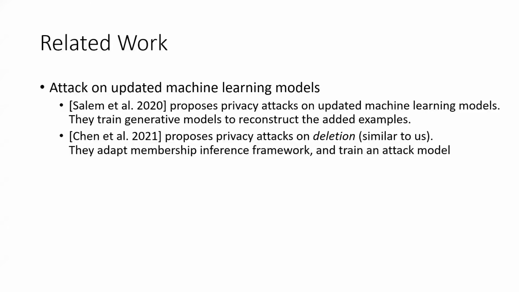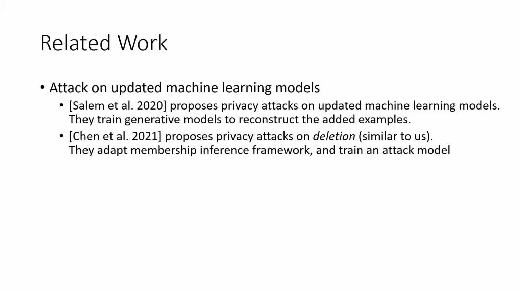Before coming to our attack, we first introduce some related work on our topic. Salem et al. 2020 proposed privacy attacks on updated machine learning models. The model is updated with an additional example, and they train generative models to reconstruct the example from the output for both models, before addition and after addition. A concurrent work, Chen et al. 2021, proposed privacy attack on deletion. They adapt the membership inference framework by training an attack model from the output on the two models before and after deletion to infer whether an example is deleted.